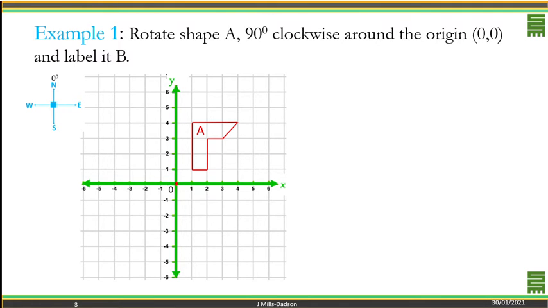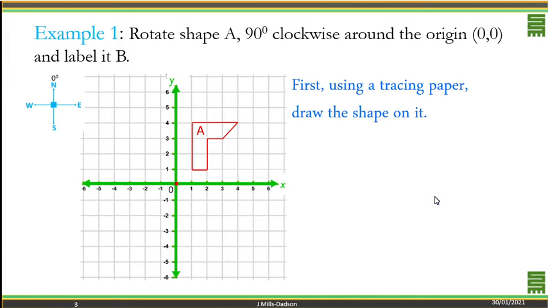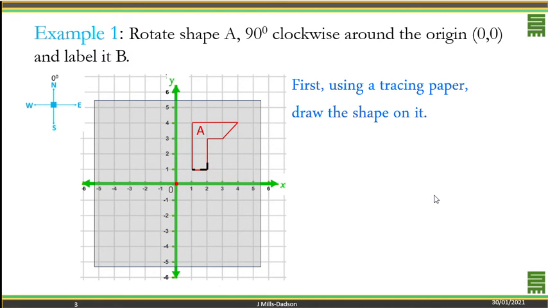We are supposed to rotate this shape A 90 degrees clockwise around the origin and label it B. Now, you might need a tracing paper to help you do the movement. So the first thing to do is draw or trace this on a tracing paper. Now you put your pen or pencil on the center, because that's the center of rotation, and keep on rotating this 90 degrees. But the question is, when do I know where to stop?